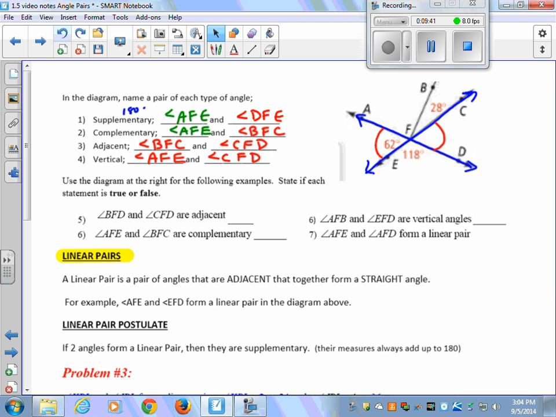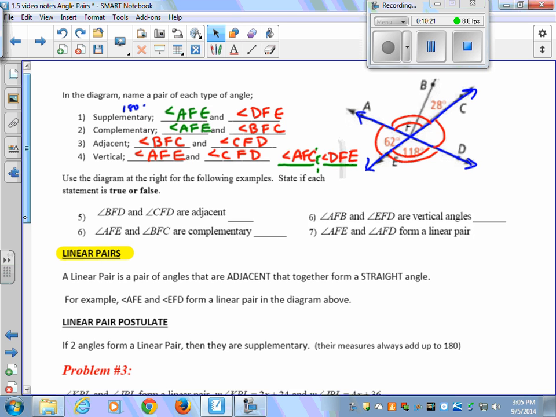Can you name another pair of vertical angles? Pause the video and try to name another pair. Okay, so hopefully you did this on your own and you're coming back now and checking your work. The other pair of vertical angles would be this one and this one. So angle AFC and angle DFE. Those are the two pairs of vertical angles formed by the two blue intersecting lines.